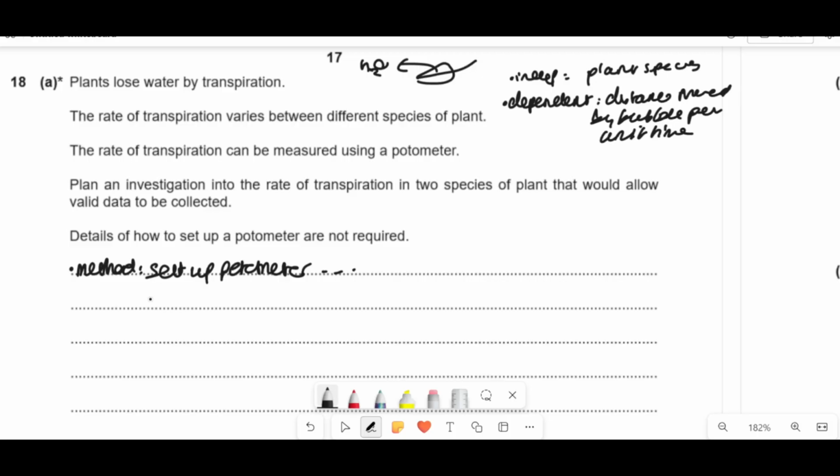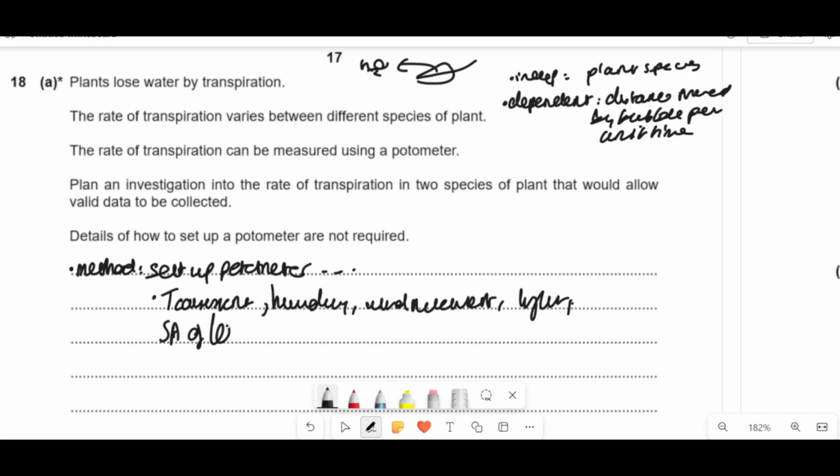Some variables to think about: we're only changing the species, so we want to keep the temperature consistent, because if it's higher, that can make transpiration go faster. As well as that, humidity, wind or air movement, and light, so the stomata aren't opening differently. Also the surface area of the leaves, because if you've got more stomata, that's not going to be good, as well as the age of the plants themselves. And then, for example, resetting the potometer with the reservoir.